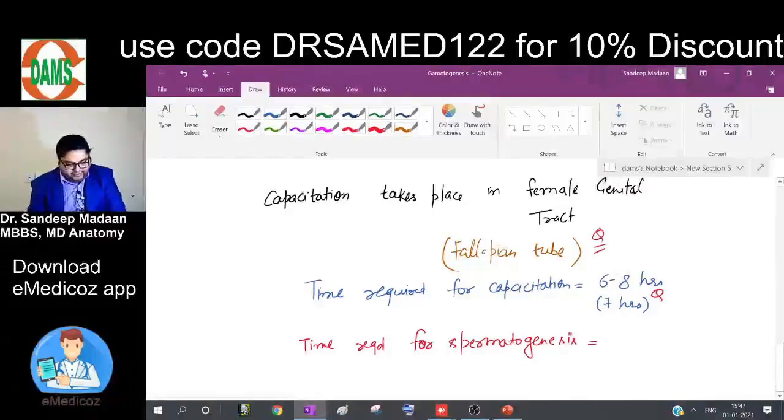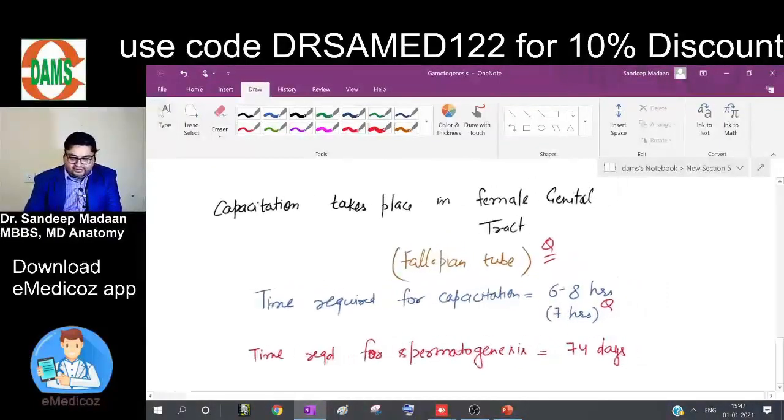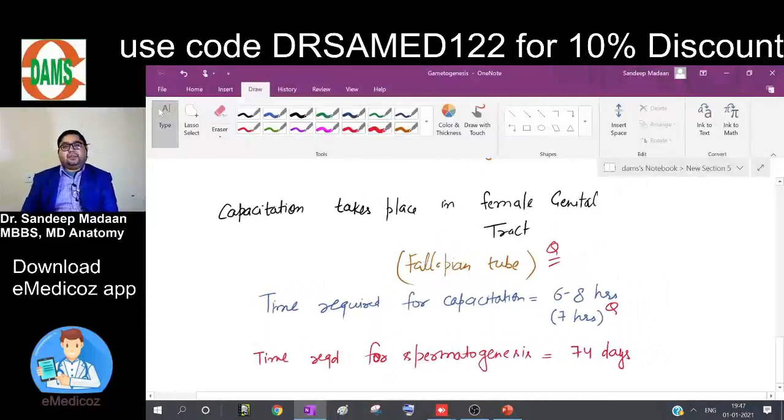The time required for spermatogenesis is 74 days. So around 2.5 months. So 74 days is the time required for the complete cycle, but it is happening on a daily basis. This is how it happens. So this is all important stuff for you, the spermatogenesis.